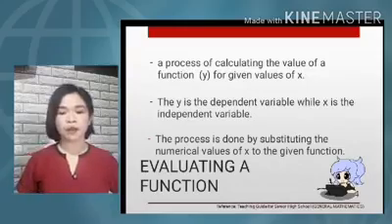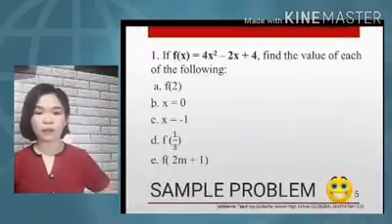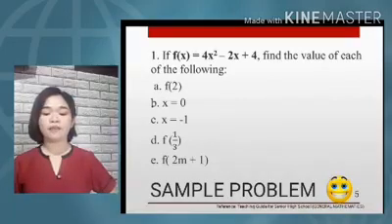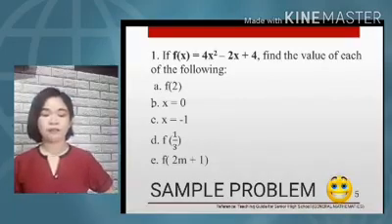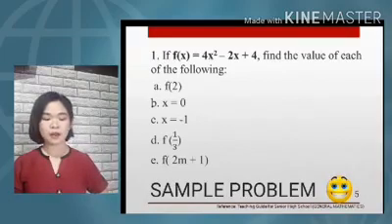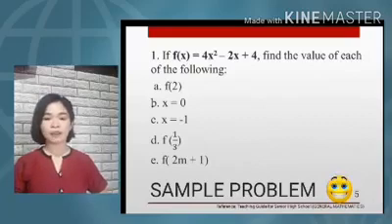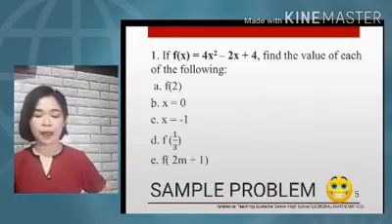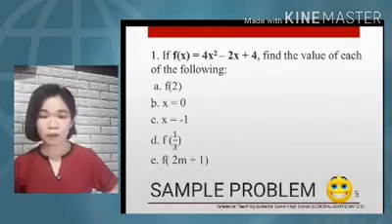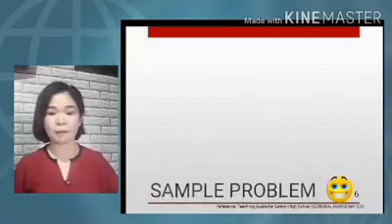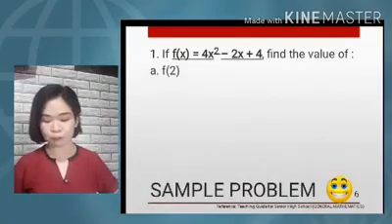So, for example, if f of x is equal to 4x squared minus 2x plus 4, find the value of each of the following. A, f of 2; b, x equals 0; c, x equals negative 1; d, f of 1 over 3; and e, f of 2m plus 1. So our function is f of x equals 4x squared minus 2x plus 4.